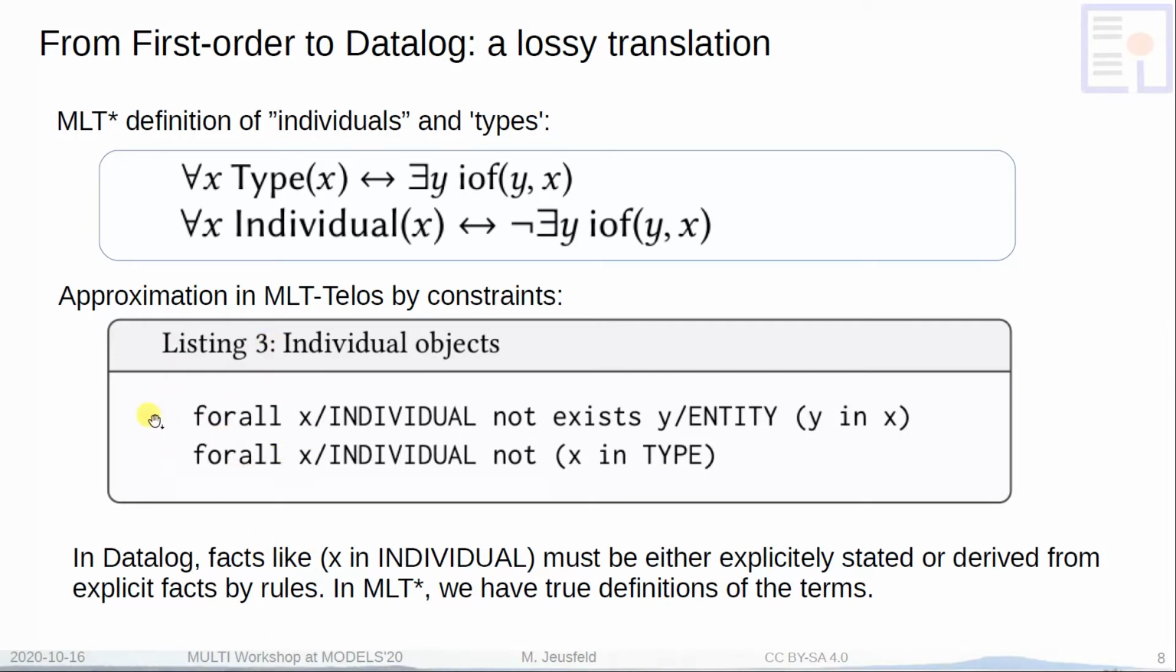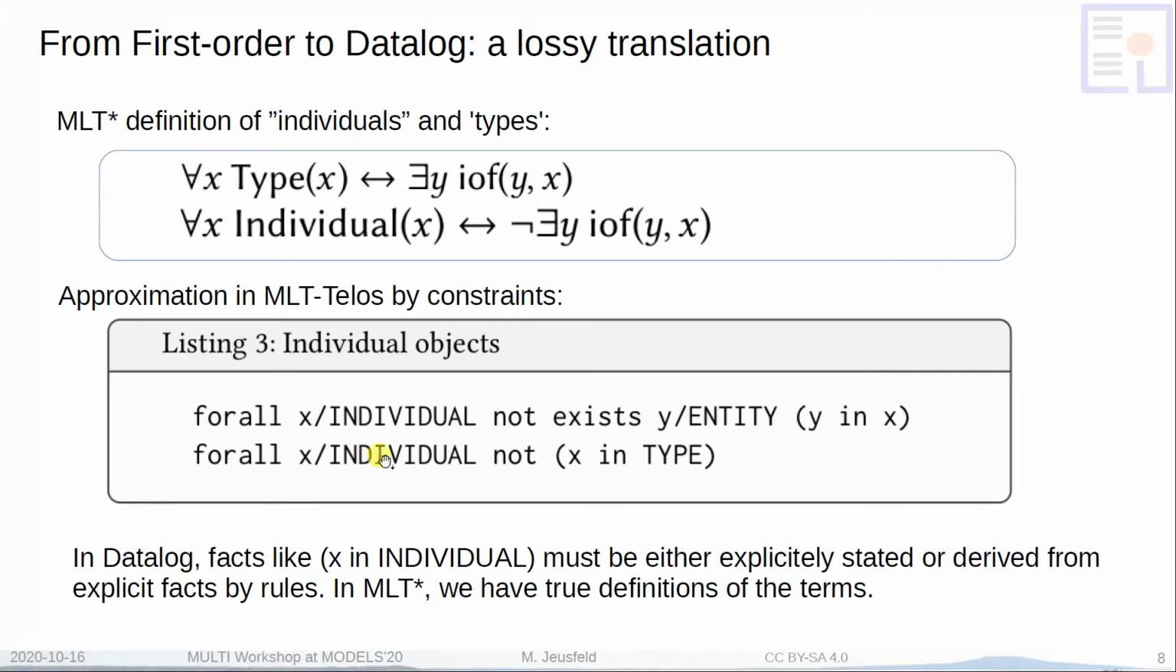In MLT-Telos, all the variables here must be bound to a class, which is not the case, for example, here. So it's not the same semantics, and on top of this we have closed world assumption and fixed point semantics. So the formula only approximates what we mean by the axiom in MLT star. So for all X of individual, we may not have any instance of that, so that is the representation for the second formula.